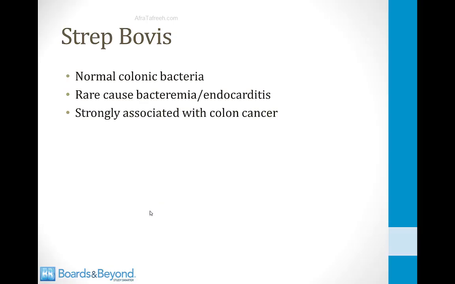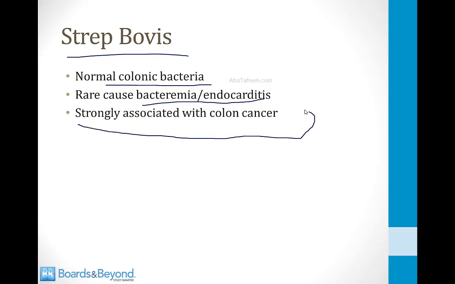And then the final Streptococcus bacteria that I'll mention is Strep bovis. This is part of the normal colonic bacteria. It is a very, very rare cause of bacteremia or endocarditis. And the most important thing to remember about Strep bovis is that this is strongly associated with colon cancer. So if someone presents with endocarditis and the bug comes back as Strep bovis, one of the things you want to do is work them up for colon cancer, because there's a very high chance that it's present and that the breakdown of the colon wall is how the bacteria got into the bloodstream.